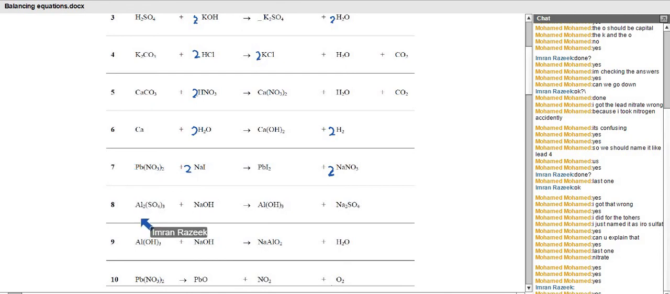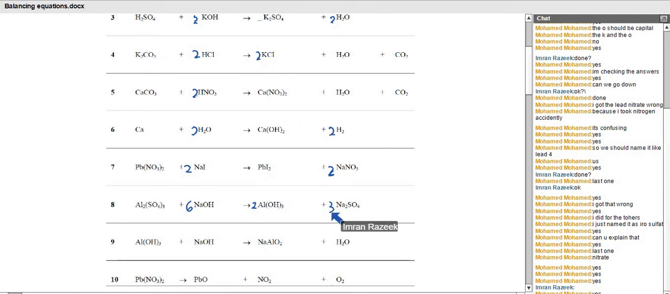There's 2 aluminiums here on question 8. So balance the cation first. 2 aluminium, 2 sodium, so aluminium is balanced. Sulfate has 3. No, this is wrong, because there's 3 sulfates. So when I try to balance the sulfate after balancing sodium, it gets imbalanced. So sulfate should be balanced first. So 3 sulfur, and then the sodium will be 6.